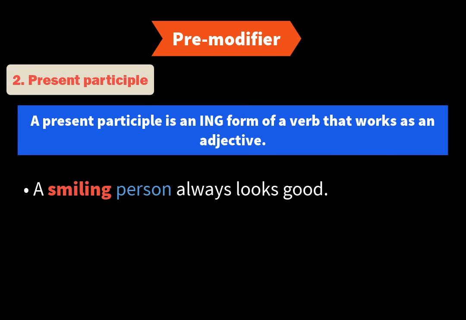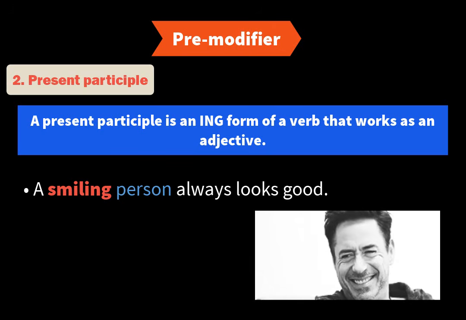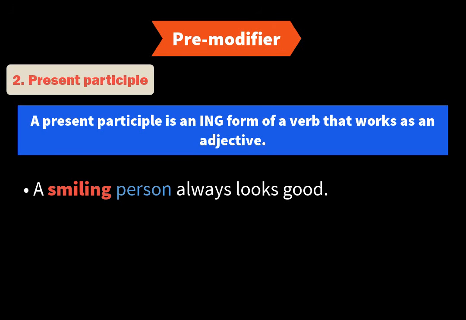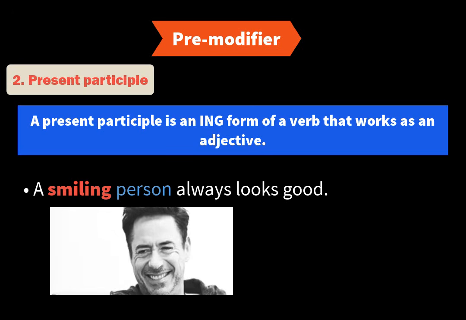All right. A smiling person always looks good, which is true. So smiling, guys, is the present participle ending with ing and modifying the noun person. Which person? A smiling person. So smiling is the present participle that's modifying the noun person, giving information about it. What kind of a person always looks good? A sad person? A demotivated person? No, a smiling person. All right.